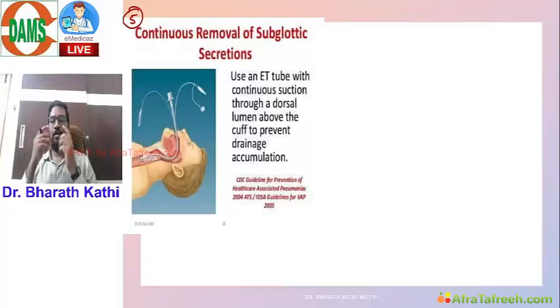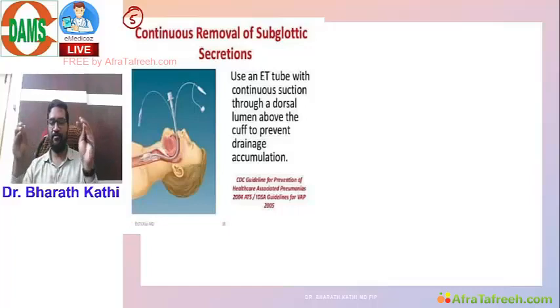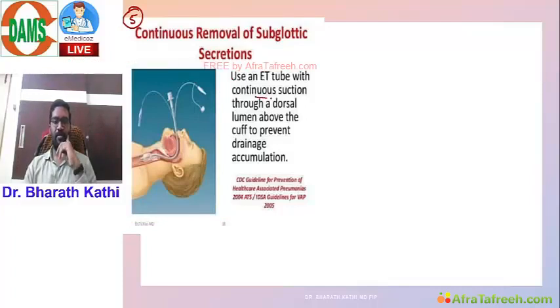Along from the oral cavity, some secretions can pool at the glottic region, and these secretions can get infected and gradually seep into the lower respiratory tract. Now we have specialized endotracheal tubes with a continuous suction channel through a dorsal lumen. You can suck out the secretions even from the glottis, outside the tube, around the tube also, to prevent accumulation above the cuff.